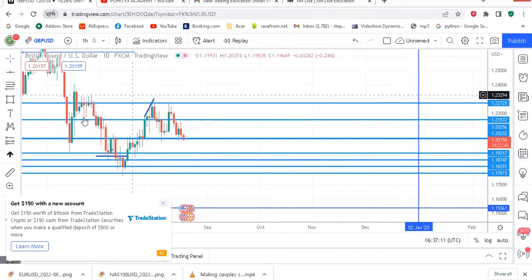So we have all this formation. It went all the way down, it went all the way up. Now it retested here. After retesting here, we can see there's a lot of... so we have the first touch.